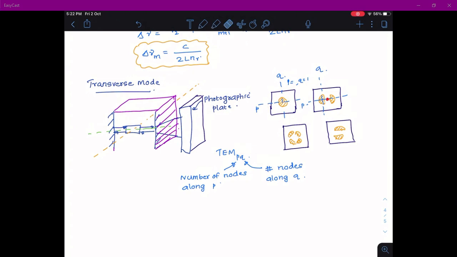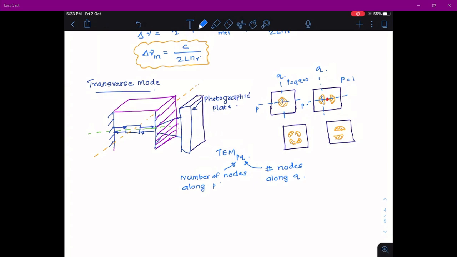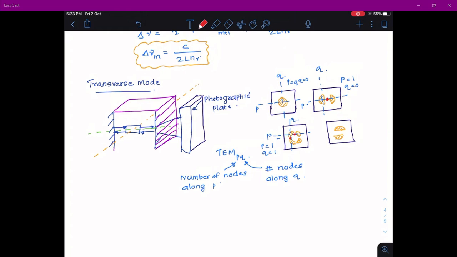So here the P value is 1, because there is one node, and the Q value is 0 because along Q there are no 0 points. You don't consider this along the middle where there is only 0 point. You consider it at least there should be some lasing activity. And if you look at the next one, so this is P, this is Q. So in this case the P value is 1, Q value is 1, because in both directions there is one node. So this is one node, this is another node along P and Q.